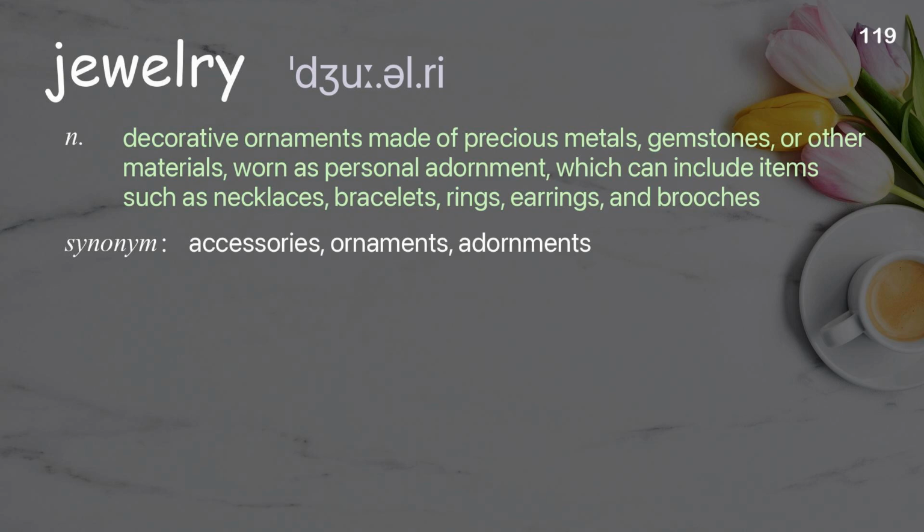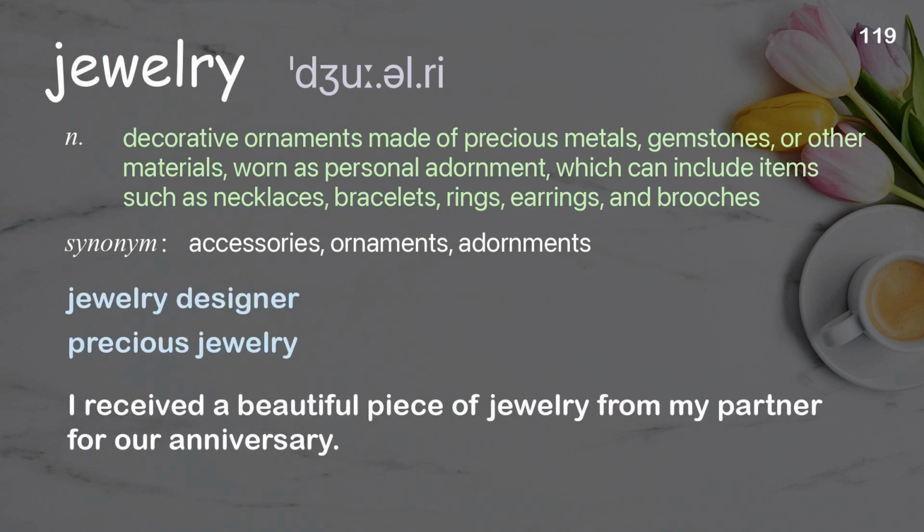Jewelry. Decorative ornaments made of precious metals, gemstones, or other materials, worn as personal adornment, which can include items such as necklaces, bracelets, rings, earrings, and brooches. Examples: Jewelry designer. Precious jewelry. I received a beautiful piece of jewelry from my partner for our anniversary.